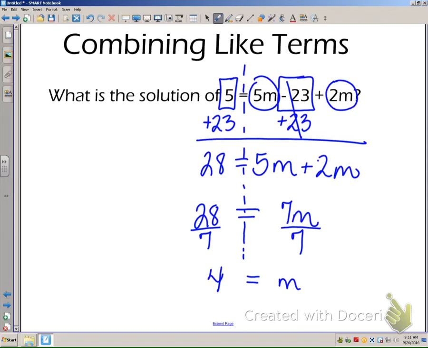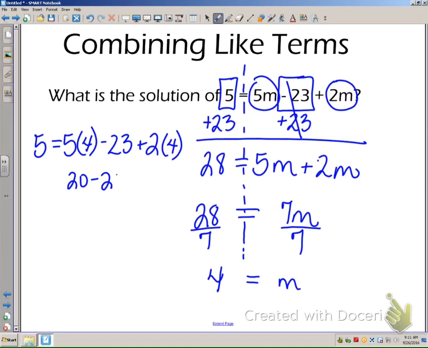And we can plug it back into our original problem to check. 5 is equal to 5 times 4 minus 23 plus 2 times 4. 5 times 4 we know is 20, minus 23 would be negative 3. Negative 3 plus 8 is in fact 5. So 5 is equal to 5.